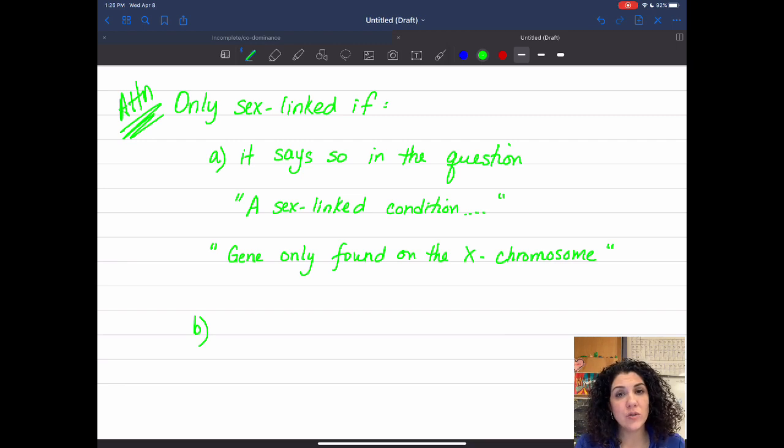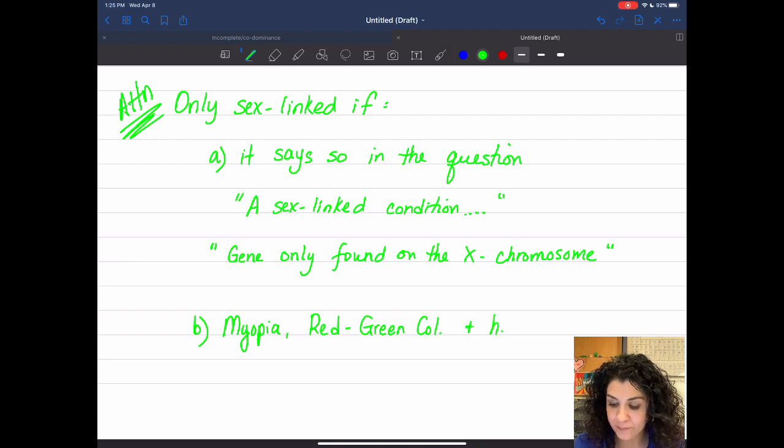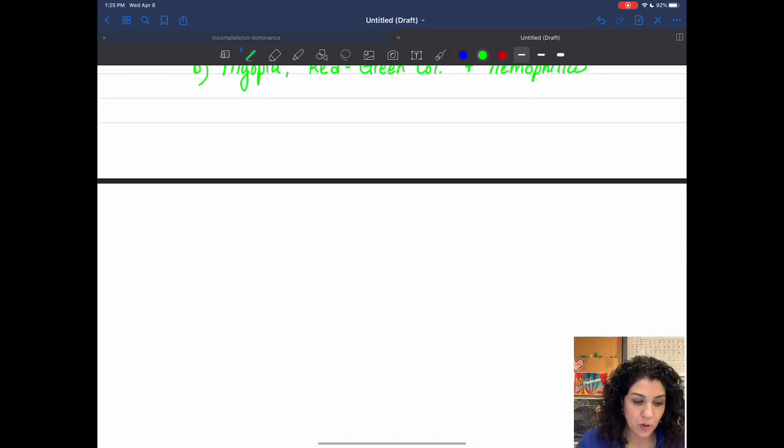those conditions that I told you earlier, those ones, if you were writing a diploma exam, they would think that they would want you to remember those conditions. So if you're dealing with myopia, if you're dealing with red-green color blindness, and if you're dealing with hemophilia, these guys, you need to remember that they are sex-linked conditions. So it might not say that it's on the X chromosome, it might just talk about hemophilia, and you need to know that it is an X-linked condition, okay?